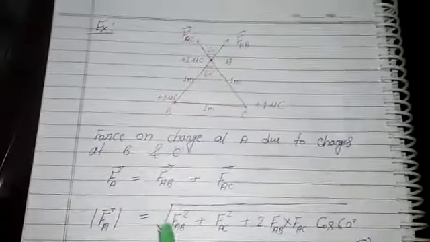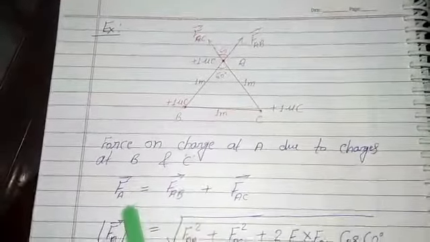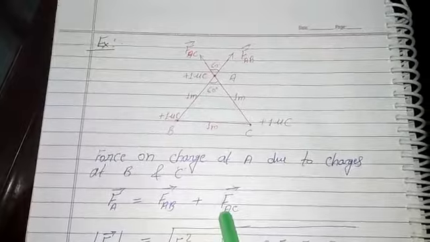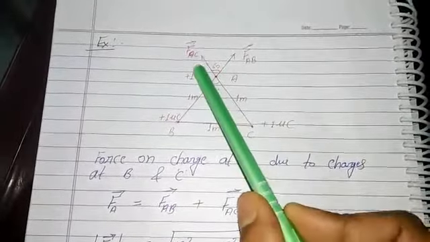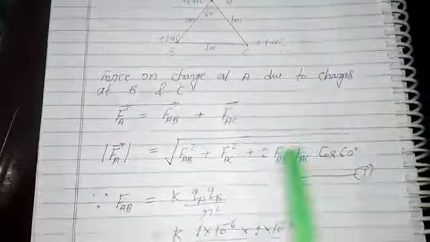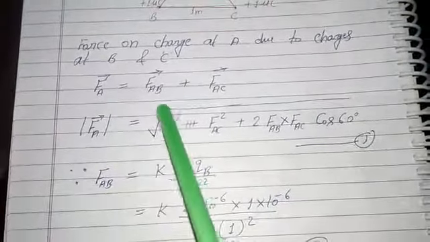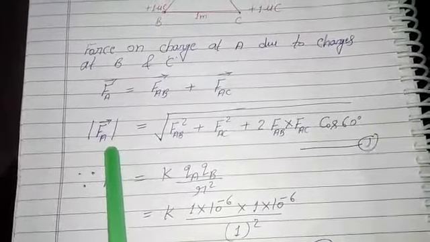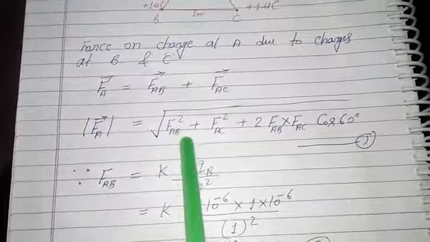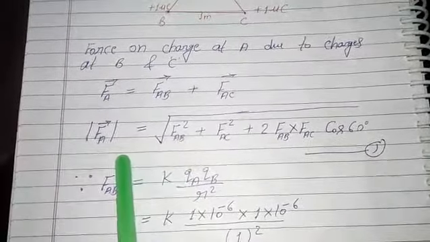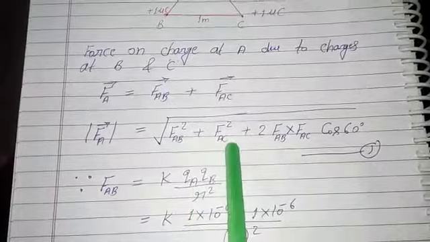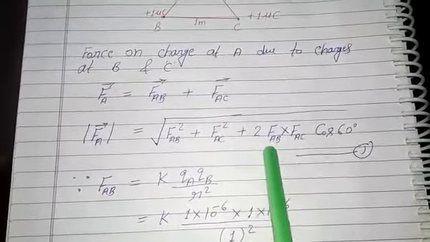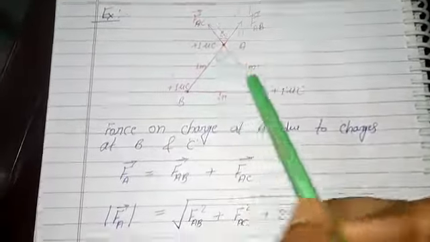Now, the net force on A will be obtained by adding vectorially, that is FA equal to FAB plus FAC. These two forces FAB and FAC will be added vectorially. Now, we have to find the magnitude of F. To find the magnitude, we apply the formula FA equal to under root FAB square plus FAC square plus 2 FAB FAC cos 60. 60 degrees is the angle between FAB and FAC.